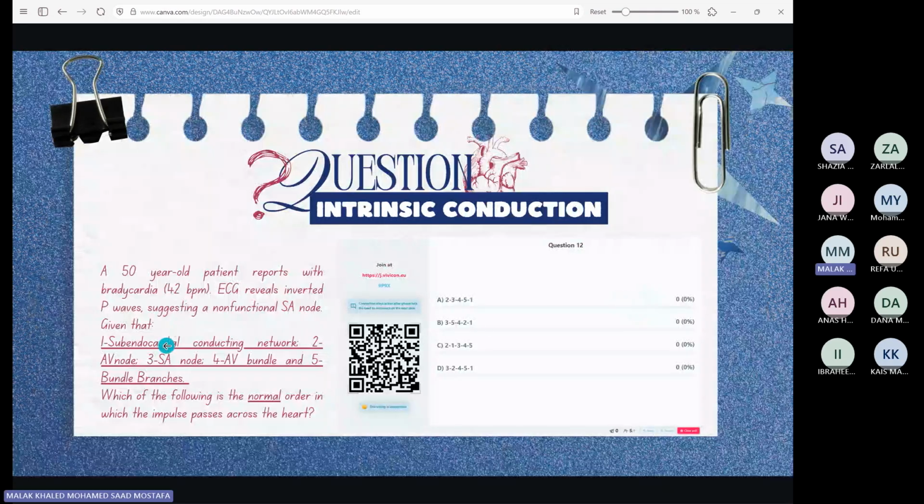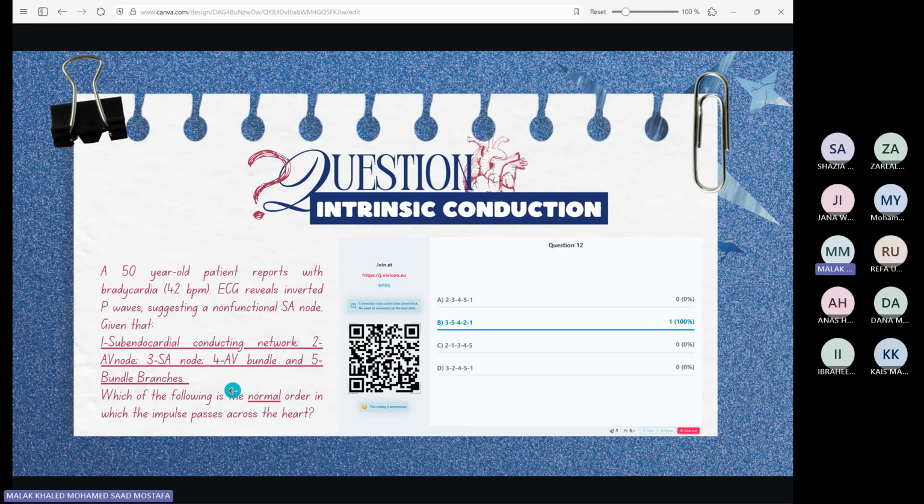So we have a 50-year-old patient reporting with bradycardia. ECG reveals inverted P waves, suggesting a non-functional SA node. Given that, which of the following is the normal order that the impulses pass across the heart? Now, this question is there to confuse you. Again, there is a clinical scenario that has nothing to do with the main question. They're giving you a clinical scenario to confuse you. You might say, okay, so he has a defective SA node, that means I'm going to not consider that the SA node is the first thing that beats.